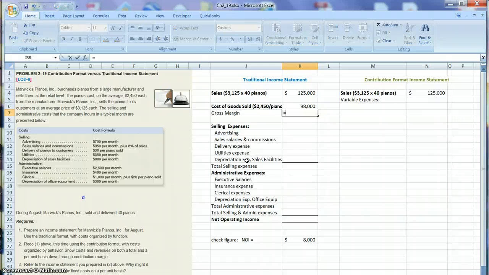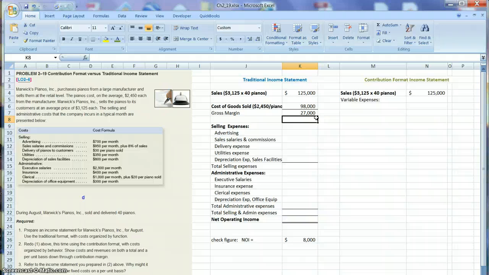Now, gross margin, hopefully you remember, is a subtraction where you take sales minus your cost to determine the gross margin. Now, hopefully in your mind you understand that this gross margin is actually the markup on the cost to get to my selling price.